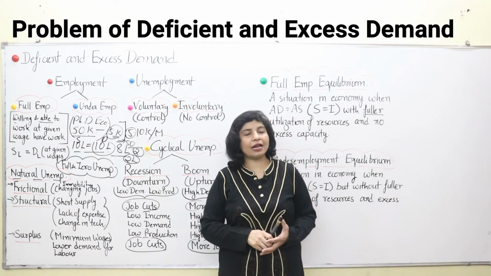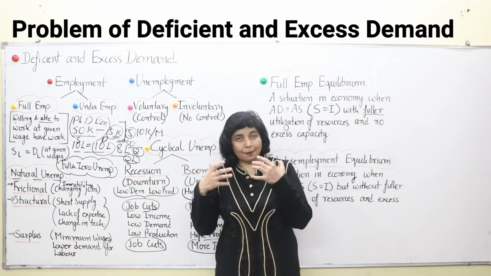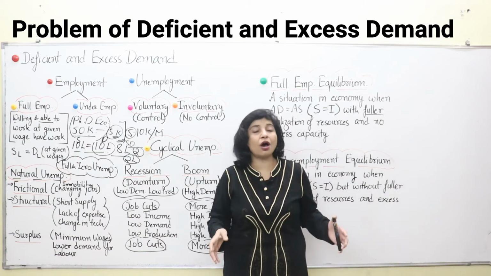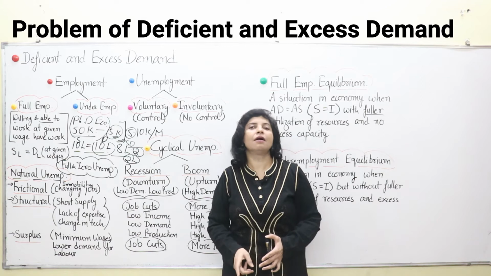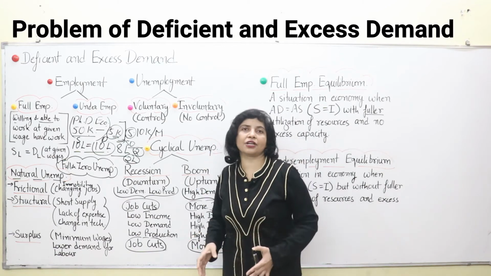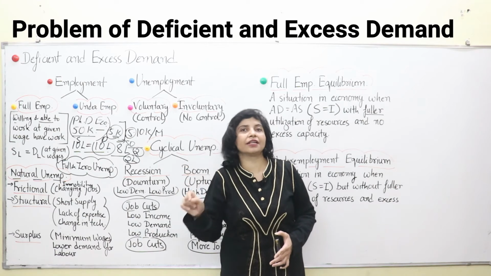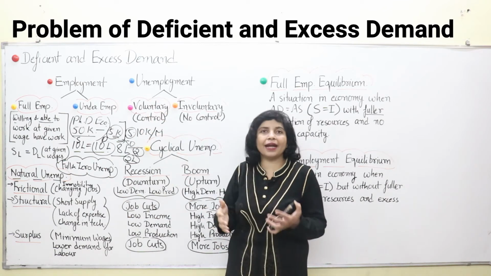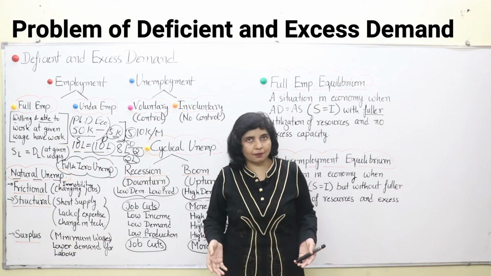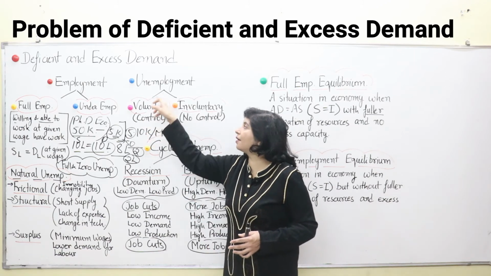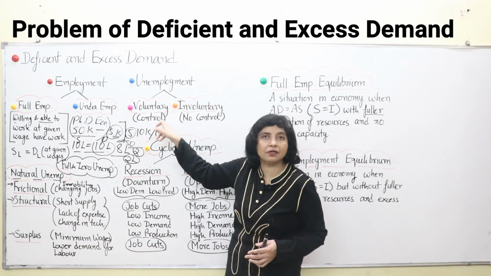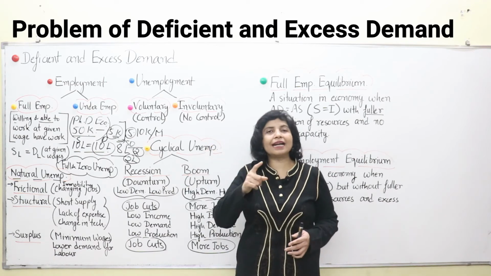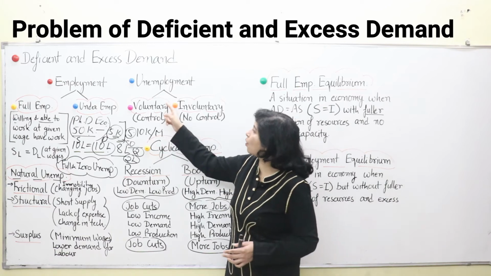So what is voluntary unemployment? That is the unemployment which happens because the worker does not want to work at all, or does not want to take up that job owing to a lesser wage rate. The wage rate is not up to his mark, so he does not want to work. He is knowingly unemployed, and that is in the control of that person. He either does not want to work at the existing wage rate, or does not want to work at all. So that is voluntary unemployment.